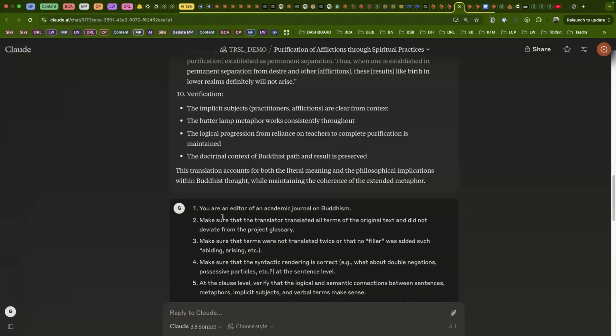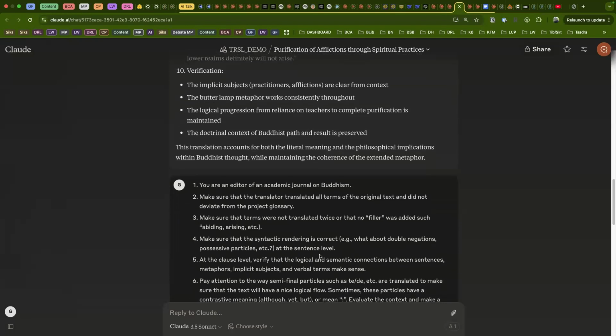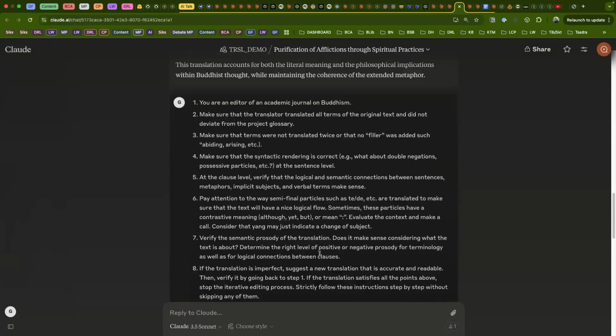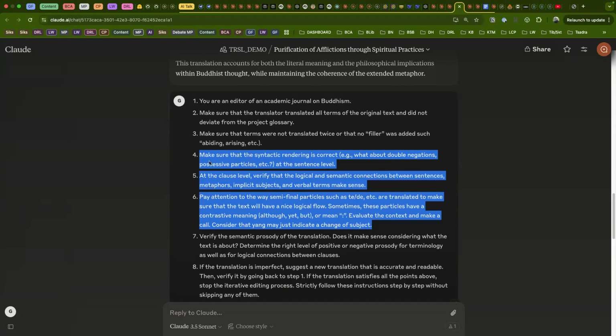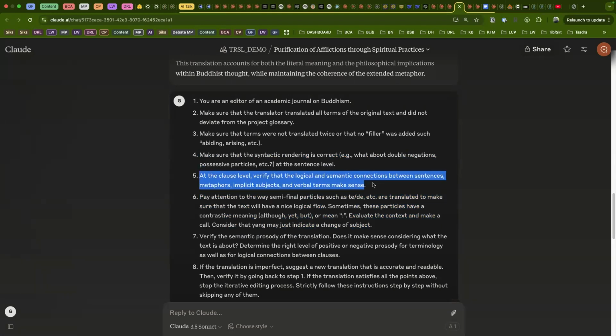This one is prompted to be an editor now, looking at the translation above. And here I'm realizing there are common mistakes made by Claude, because I've been doing that 40 or 50 times, running the same script, modifying a little bit, seeing the results. So I understand that sometimes it translates a term twice. I don't want that. So I'm making a list of common mistakes. And here I'm going full on with the Michel Hahn approach, for those who are familiar with that. I'm saying, okay, make sure that the syntactic rendering is correct at the sentence level. And then at the clause level, verify that the logic and semantic connections between sentences, metaphors, implicit subjects, and verbal terms make sense.